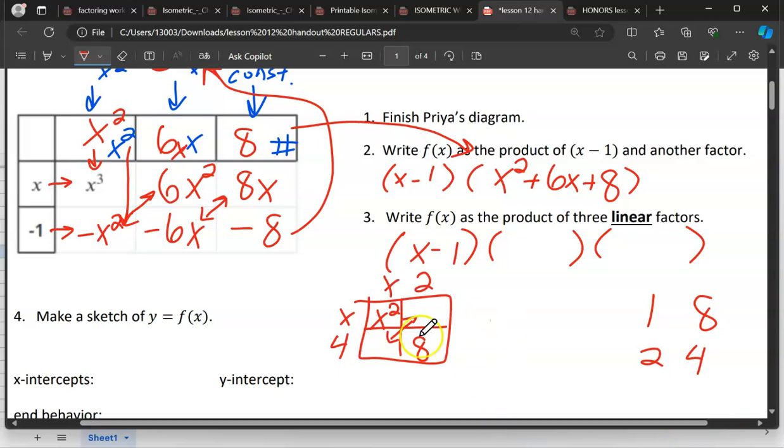My row and column here, 4 times x, and my upper right, that's 2x. Hey, look at that. That comes out to 6x. That's what we wanted. So my 2 parentheses are x plus 2 and x plus 4. So in less than 15 minutes, we got one problem down. The answer is a product of 3 linear factors: x minus 1, which was given to us, x plus 2, and x plus 4. So we got all of that taken care of.